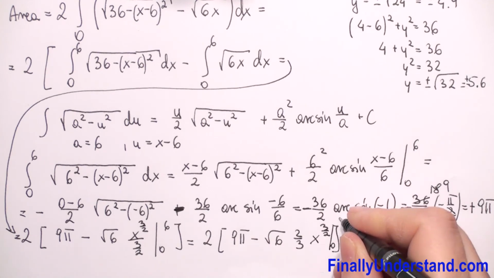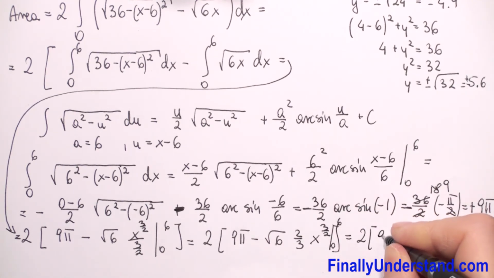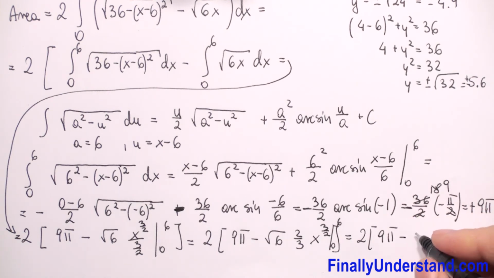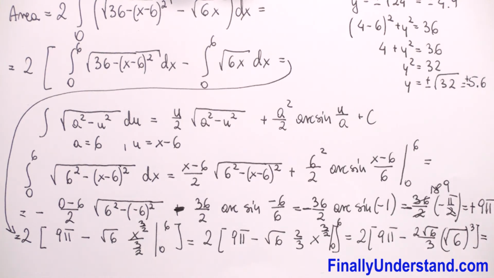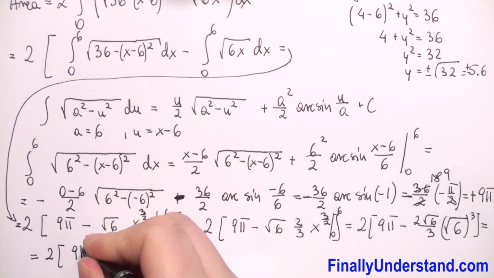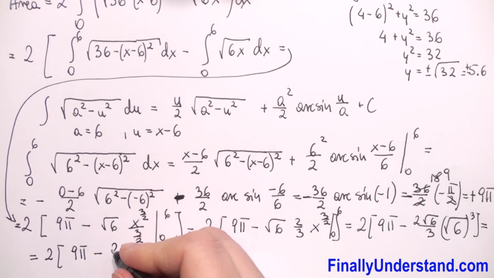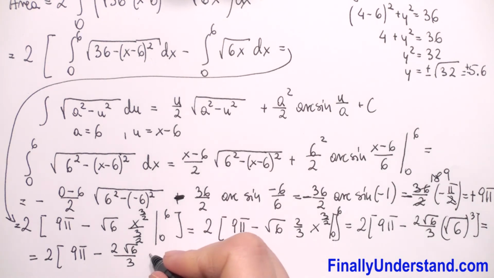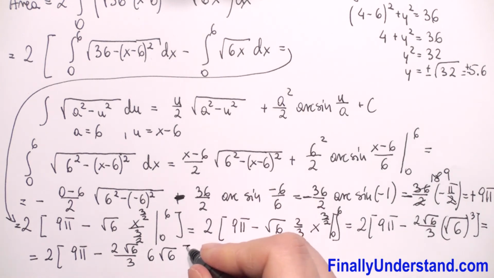We have limits from 0 to 6, so this is equal, we copy 2 times 9 pi, and we have here minus 2 square root of 6 over 3, and now we have to plug in the upper limit only because for 0 this whole expression will be 0, we don't have to write it. So we have x to power 3 over 2, so it will be square root of 6 to third power. So this is equal, we have 2 times 9 pi minus, and now we have 2 square root of 6 over 3 times square root of 6 to third power, which is 6 times square root of 6.